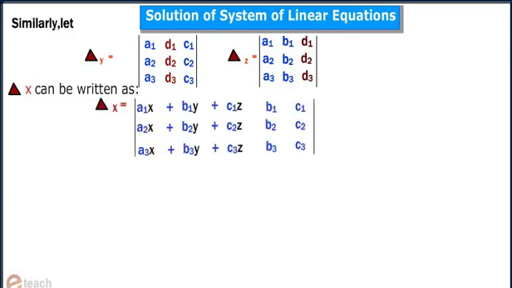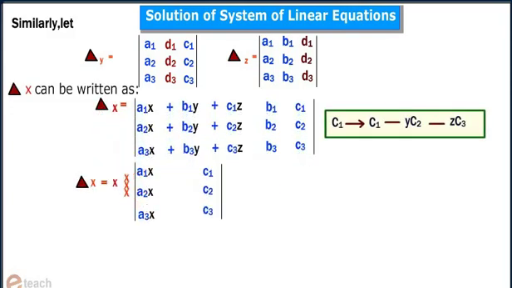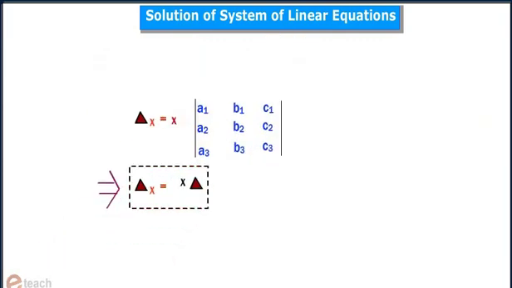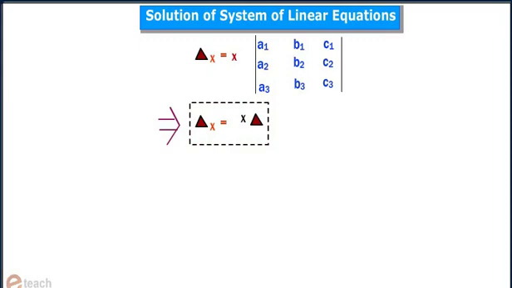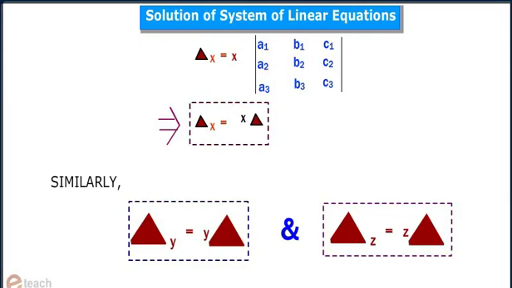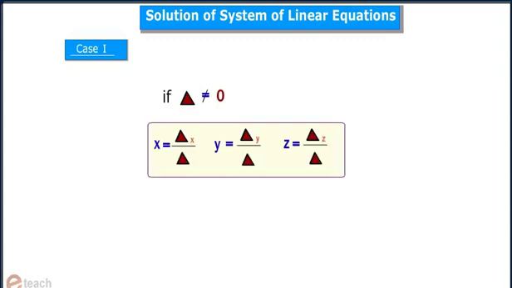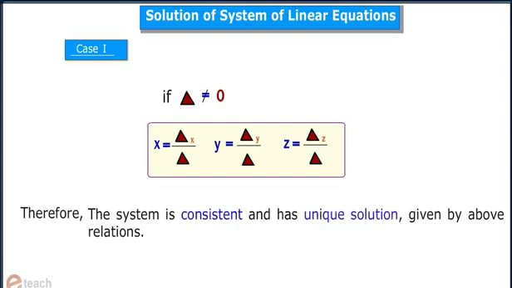On replacing c1 by c1 minus y c2 minus z c3 in delta x, we get delta x is equal to x into delta. Similarly, delta y is equal to y delta and delta z is equal to z delta. Let us consider case 1. If delta is not equal to 0, x equals delta x by delta, y equals delta y by delta, and z equals delta z by delta. Therefore, the system is consistent and has a unique solution given by the above relations.